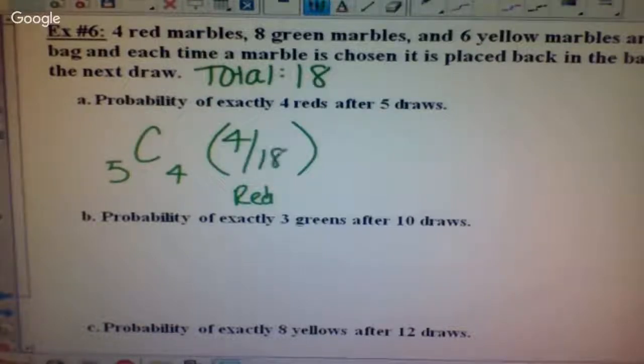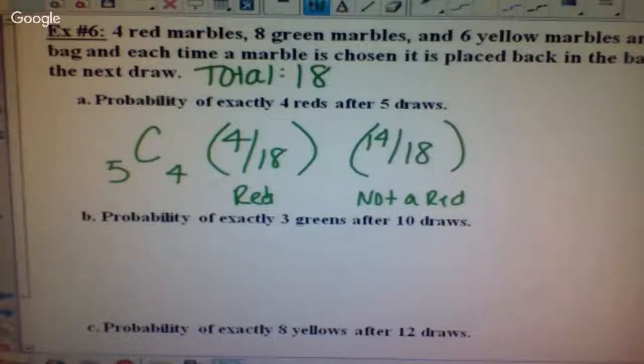In the next set of parentheses, I need not a red. So if there's 4 red out of 18, how many are not red? 14 out of 18. And 4 and 1. Love it. So far, 4 and 1. Whoop, there it is.